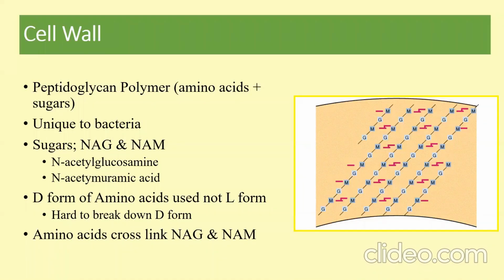Now regarding the cell wall, it's made up of peptidoglycan polymer, the amino acids and sugars. It is the unique feature of the bacteria. The sugars are N-acetyl glucosamine and N-acetyl muramic acid. They are called NAG and NAM respectively. The D form of amino acids are used, not the L form, because the D form is very hard to break. These amino acids cross-link NAG and NAM, and how they are cross-linking we are going to discuss later on.